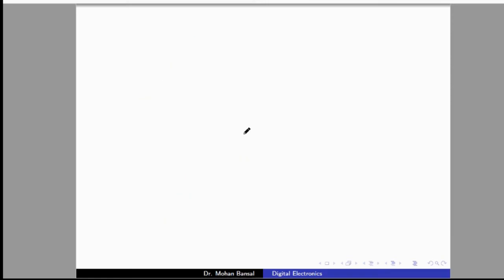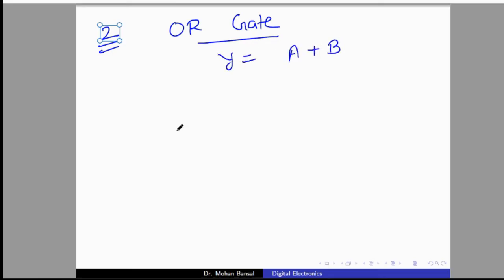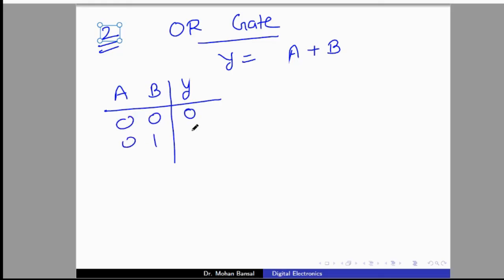In a similar way, now we'll see another logic gate, that is the OR gate. Designing of the OR gate using a multiplexer. So the first step is to write the truth table. The truth table of the OR gate we'll write here. Let's consider Y is equal to A plus B, that everyone knows. Inputs are A, B, output is Y. For 0 0, output is 0. For 0 1, output is 1. For 1 0, output is 1. And for 1 1, output is also 1.